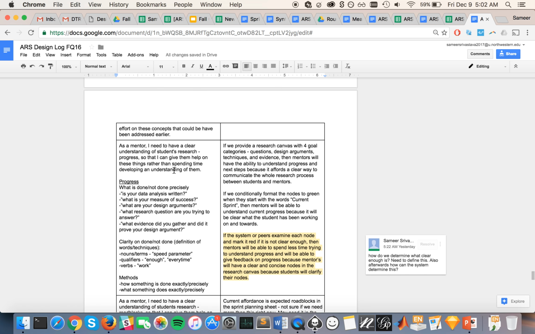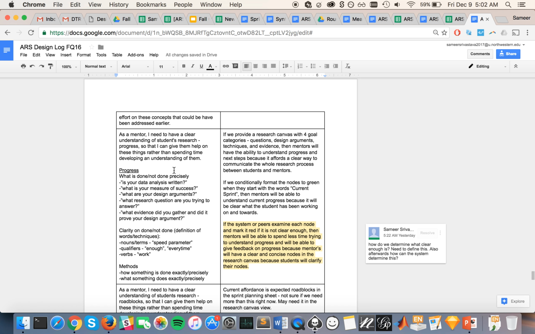Researcher being novice researcher. I think the biggest thing for the mentor was that I noticed it took a while for them to understand where the project was. They spent a lot of time probing and figuring out what people had done, what amount of progress they had made. They asked a lot of clarifying questions: what does work mean, what does your tool do exactly, what is enough, what does the speed parameter mean. So just the idea of supporting that.